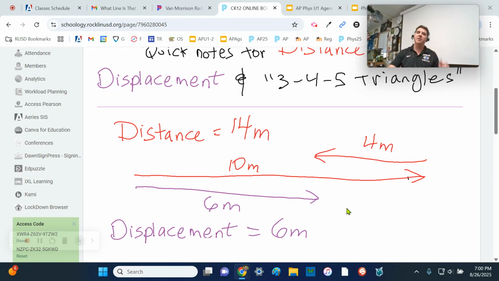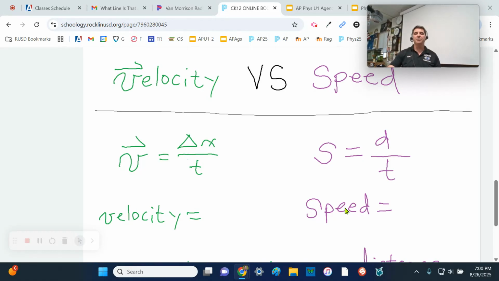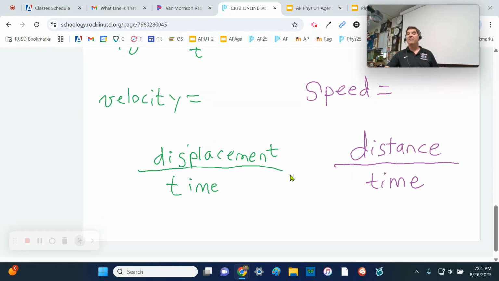That's the difference between displacement and distance, which leads us to the idea of velocity versus speed. Velocity is displacement over time, and speed is distance over time. Velocity can include negatives; speed can't include negatives. You'll hear the word magnitude. If they ask what the magnitude of your velocity is, then it also can't have negatives in the answer.